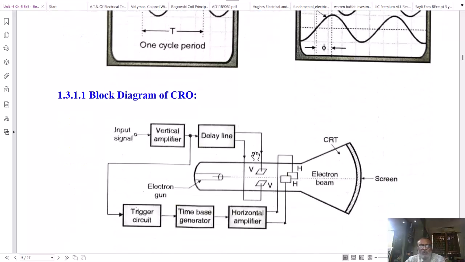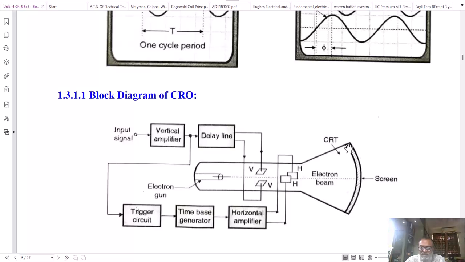Let us see the block diagram of a CRO. CRO consists of a picture tube called the CRT. This CRT consists of a cathode, a focusing anode system that is not shown here but will be detailed in the next diagram, the vertical deflection system and horizontal deflection system. And on the far end, there is a screen.